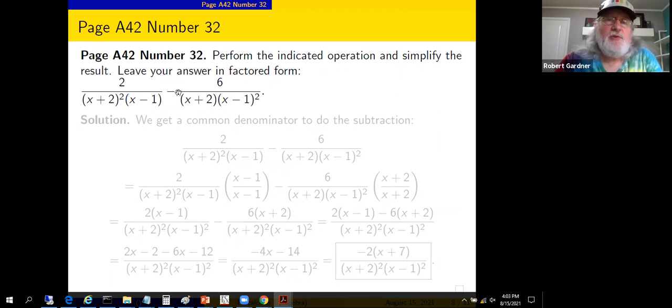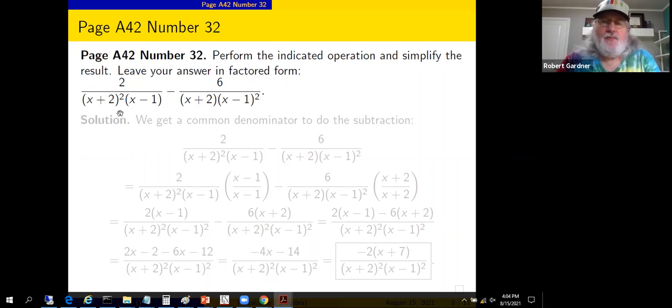Same instructions, do the subtraction and simplify. The denominator for the first expression is x plus 2 squared times x minus 1. The denominator for the second expression is x plus 2 times x minus 1 squared. So this has 2 factors of x plus 2 and 1 factor of x minus 1. And this one has 1 factor of x plus 2 and 2 factors of x minus 1. So this needs another factor of x minus 1, and this needs another factor of x plus 2. We need both of them squared to get the common denominator. That's what was described in that LCM method, the greatest factor idea.